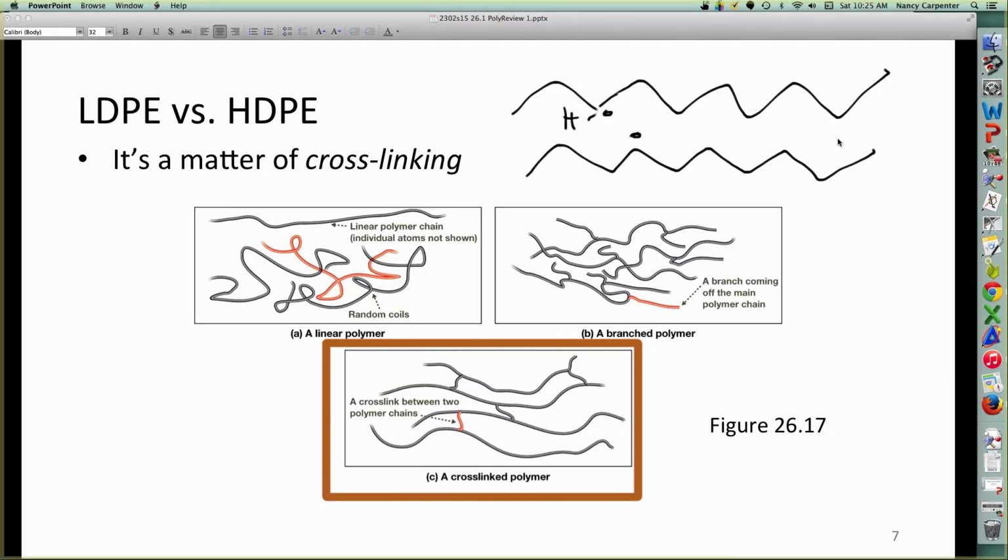So when you form a covalent bond between two polymer chains, you really improve the rigidity and structural robustness of your polymer. So low density polyethylene is used for things like baggies, Ziploc bags, that sort of thing. And high density polyethylene is actually robust enough to be used for plastic boxes and things like that.